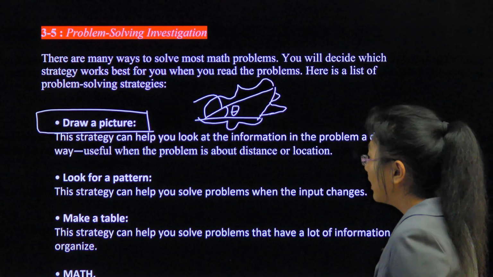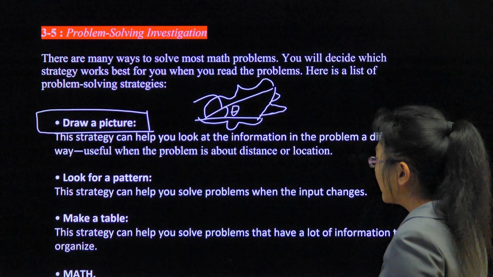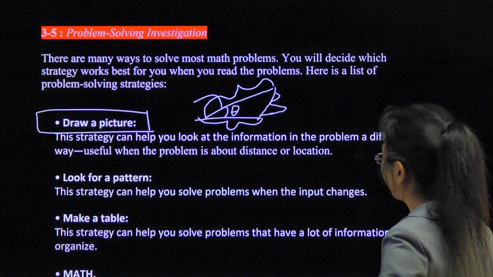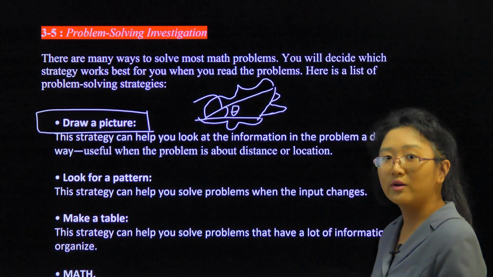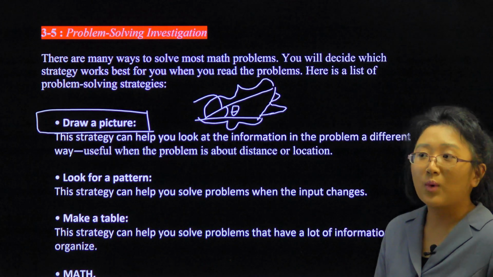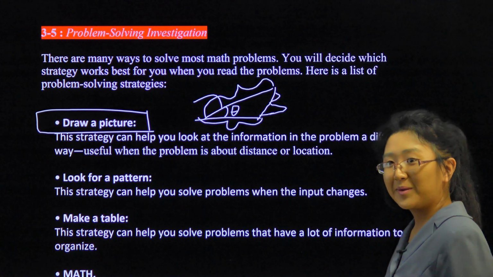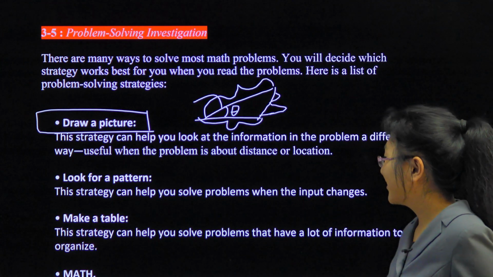Continuing swiftly on, look for a pattern. This strategy can help you solve problems when the input changes. Looking for a pattern is actually one of the best strategies, which is why algebra is such a big focus, because algebra is all about patterning.